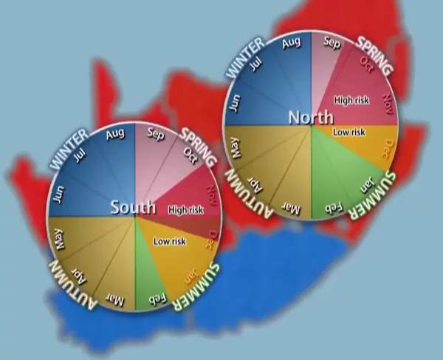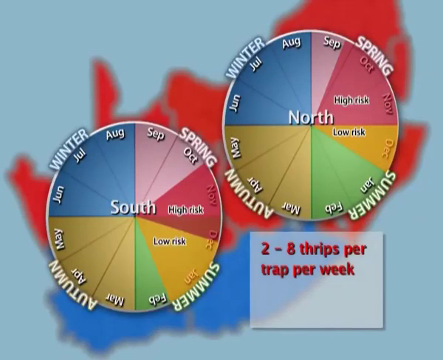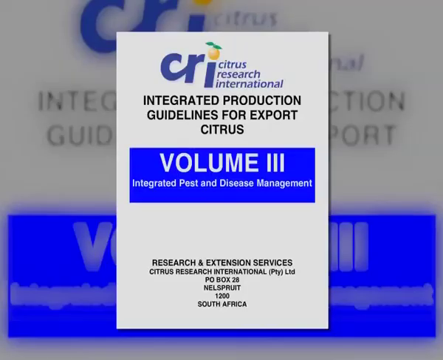The threshold which is used differs during the high-risk period and the low-risk period. During the high-risk period, an average of between 2 and 8 thrips per trap per week would indicate the necessity to spray. During the low-risk period, an average of between 5 and 17 thrips per trap per week would indicate the need to spray. However, for the more exact threshold which applies to your region, you should consult the CRI IPM production guidelines.